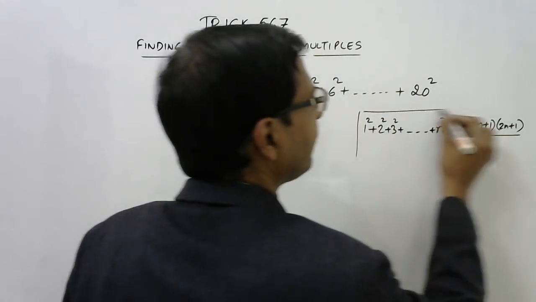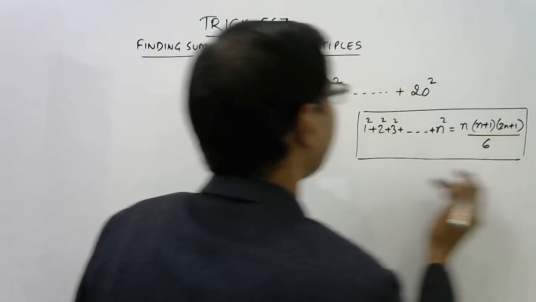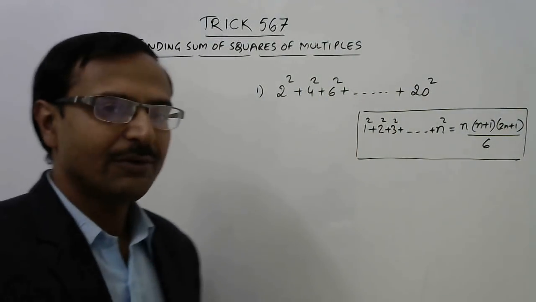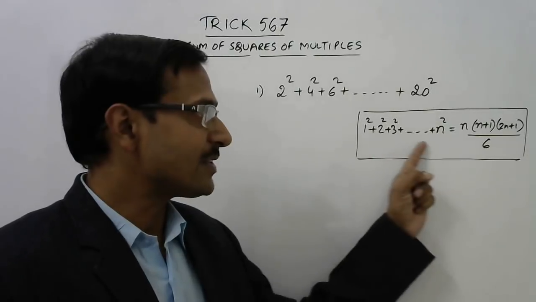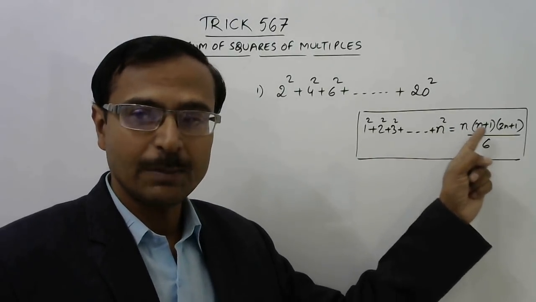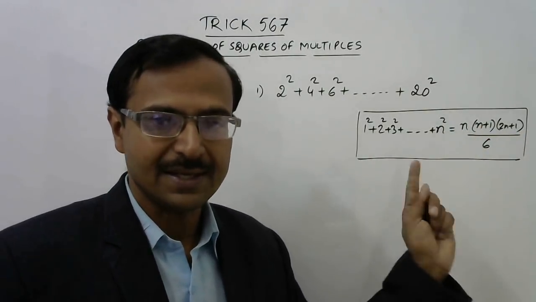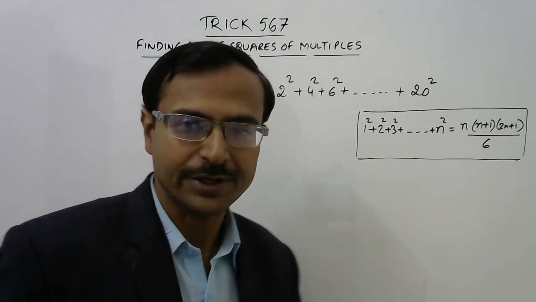Now this is the formula we need to remember for finding this solution very easily. The sum of squares of first n natural numbers is n into n plus 1 into 2n plus 1 by 6. Now let's solve this problem using this shortcut.